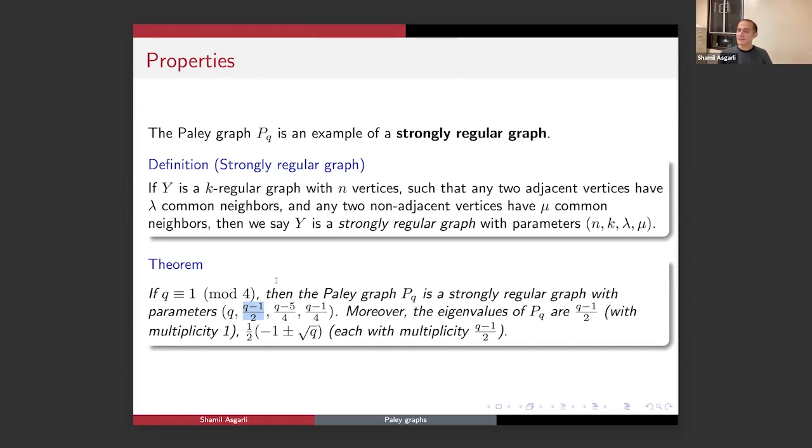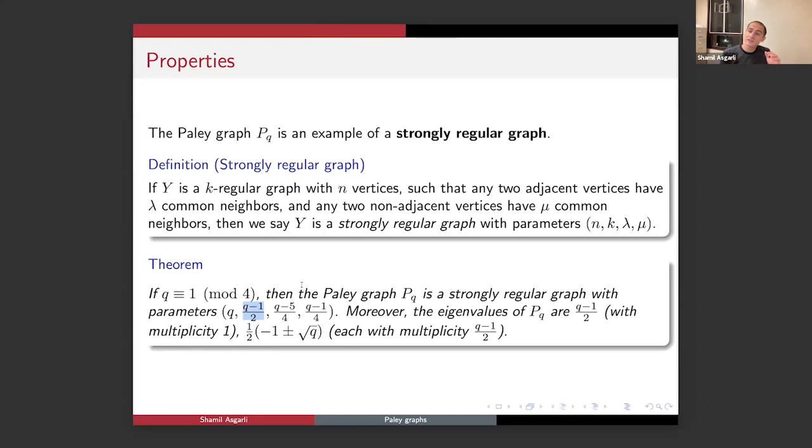So every element has exactly (q minus 1) over 2 neighbors in the Paley graph. This is evident because let's look at, for example, 0. How many neighbors does 0 have? To be a neighbor of 0, the difference between the element and 0 must be a square in the finite field. But we know that the non-zero squares come in half: out of q minus 1 elements, exactly half are squares and half are non-squares. So the element 0 has exactly (q minus 1) over 2 neighbors, and the same argument works for any other vertex.